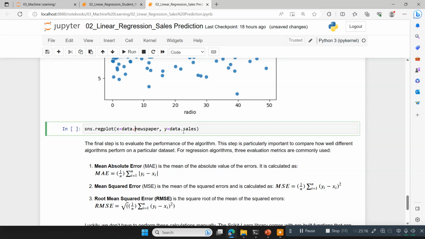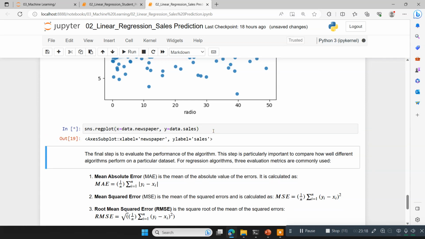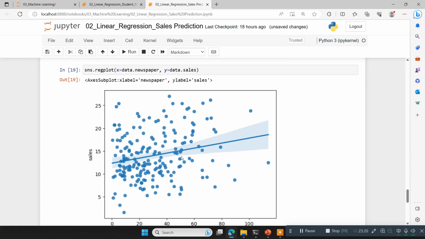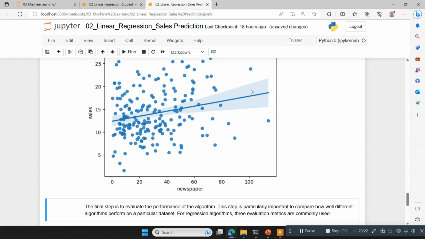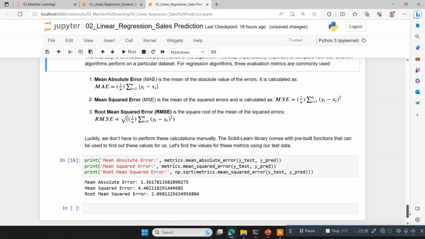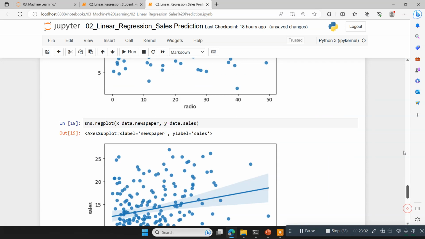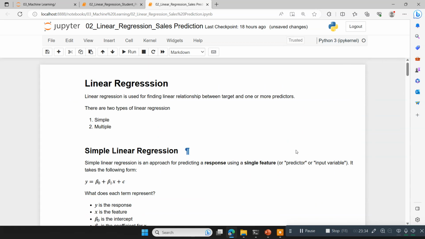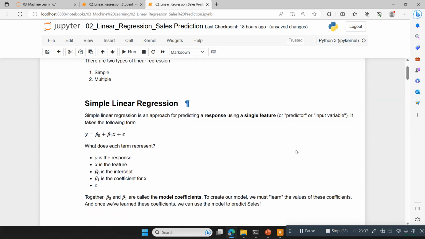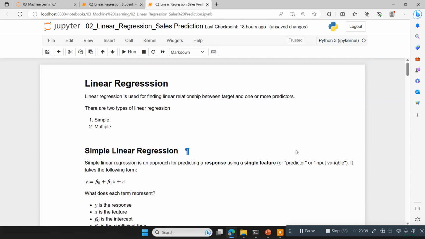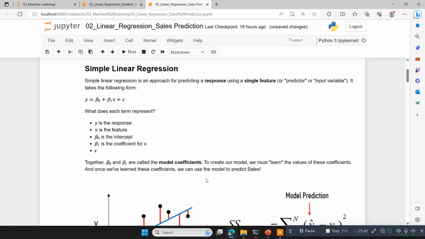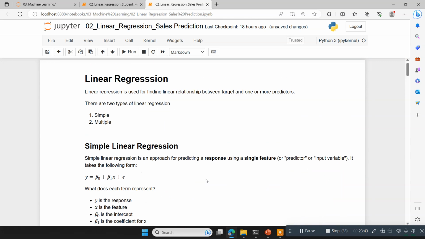Now let's see the relationship between newspaper and sales. So here also there is a positive relation, but not that high. Okay, so this is how you can build a linear regression model for the given data set. I hope I explained how to build a simple linear regression model and a multiple linear regression model.